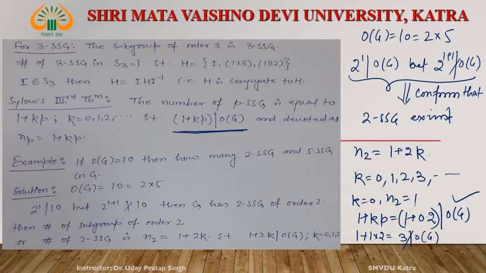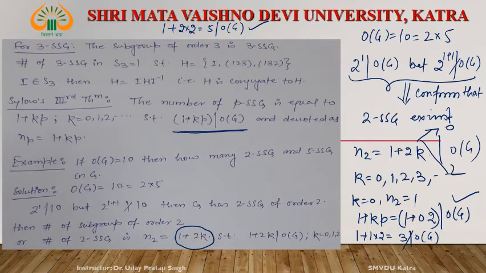Again, for k is equal to 2, 1 plus 2 into 2, this is 5. And 5 divides order of G? Yes, true. Then what is n2? n2 is equal to 1 plus 2k. This 1 plus 2k divides order of G only when k is equal to 0 or k is equal to 2. For k is equal to 0, n2 is 1. For k is equal to 2, n2 is 5. It means the number of 2-Sylow subgroups is either 1 or 5.